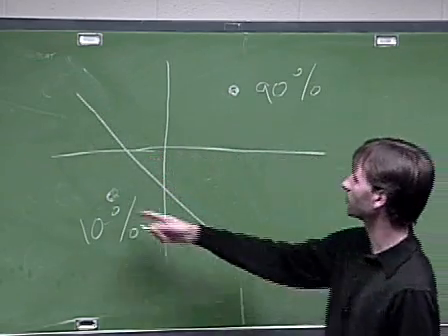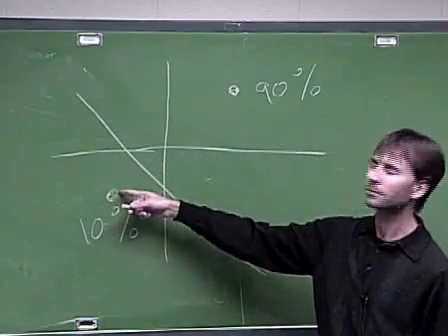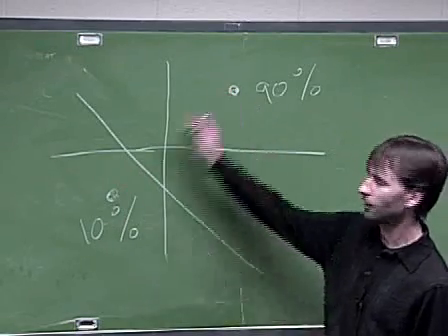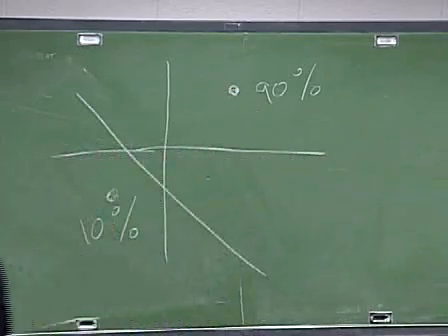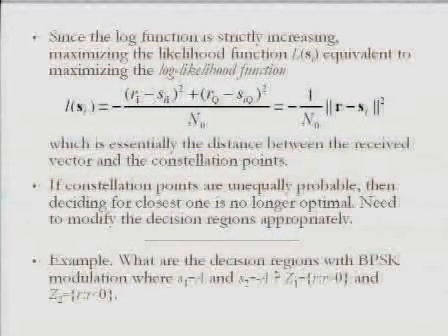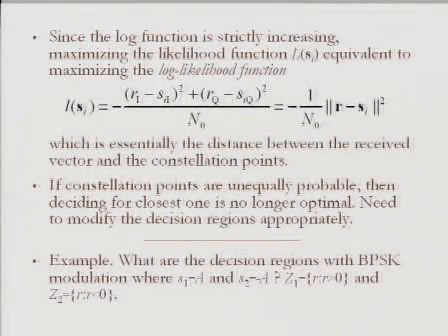Because this guy has small probability. So even if you're close to this guy, chances are that this will be sent, right? So that's going to change the shape of the decision regions. So that the criterion of choosing based on distance doesn't work anymore. But lucky for us, we're not going to have to face this problem.